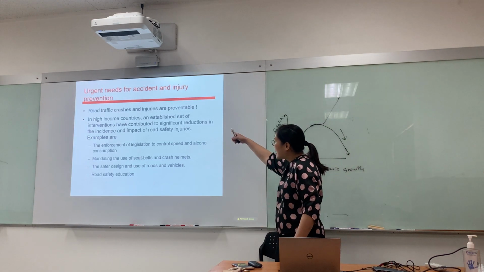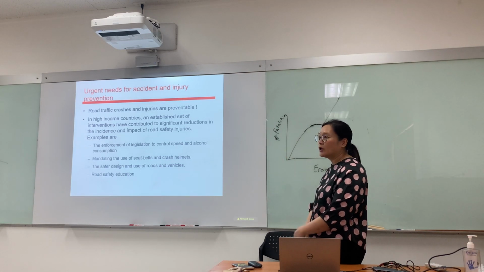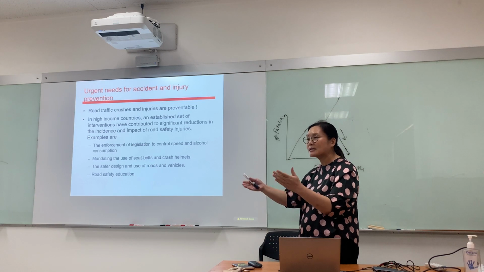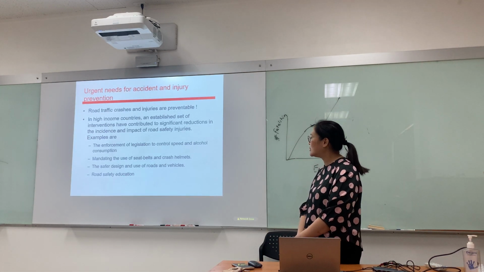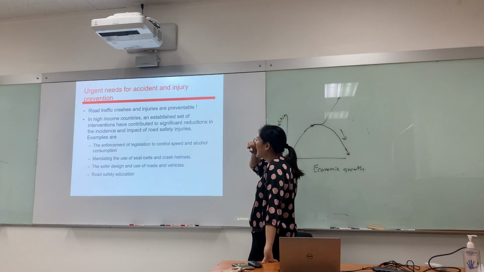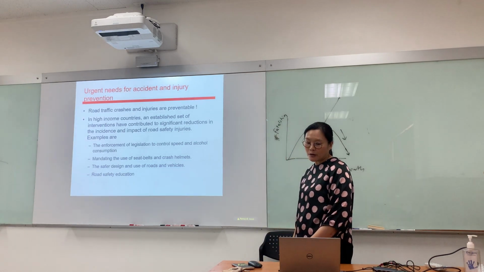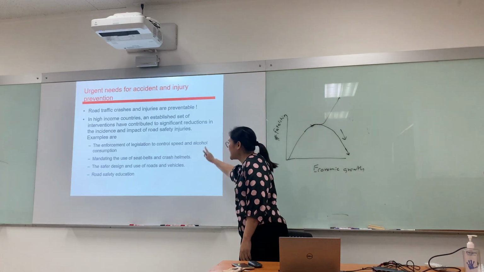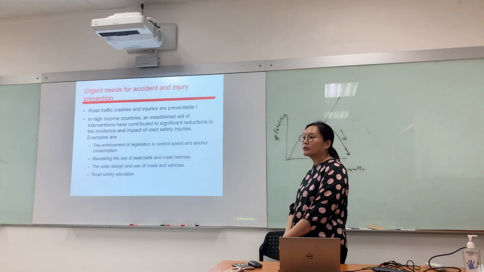So, in high-income countries, they can do it. They can put in so many interventions. Look at the roads in Japan, the design for the pedestrian. In China, their roads are so good. For example, in high-income countries, they have strict enforcement of regulations to control speed and alcohol consumption. This is an example from Japan. They mandate the use of seat belts and crash helmets too.